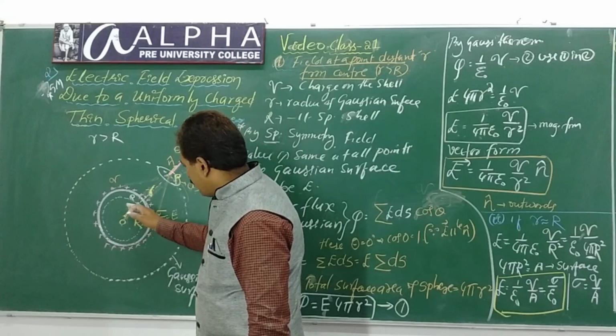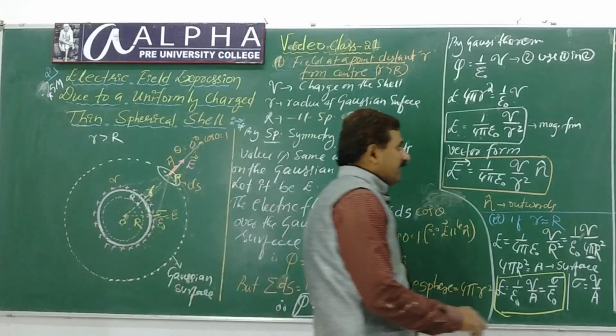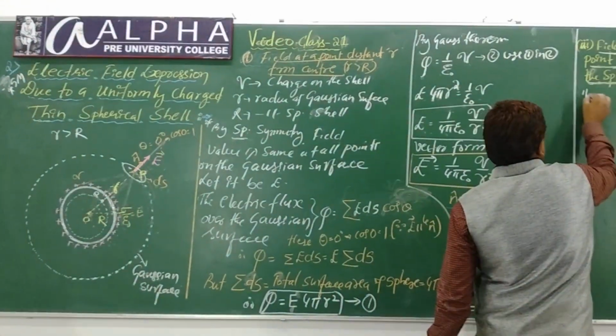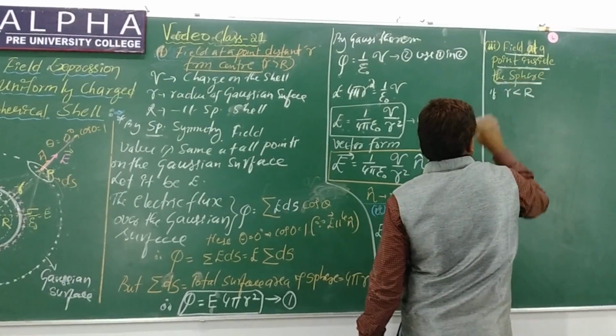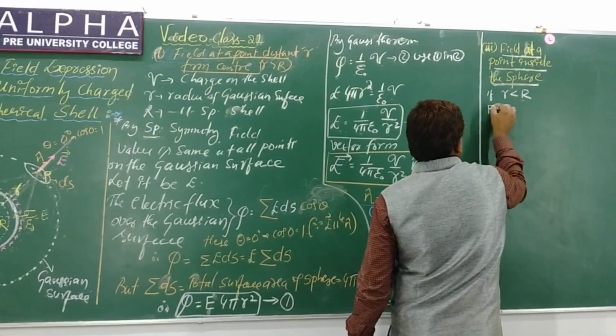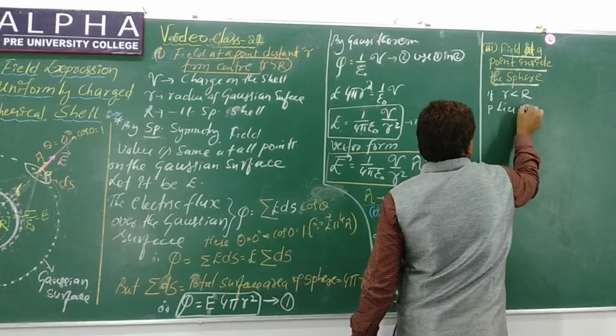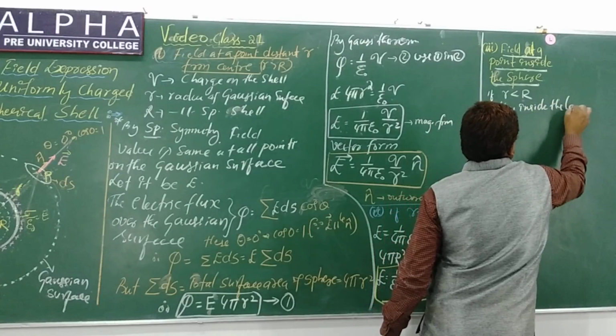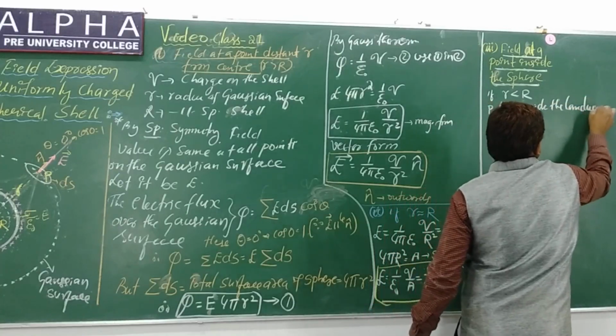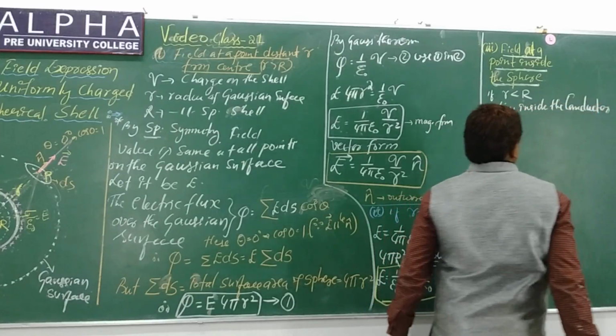That's why, what is the Gaussian surface? If you think this, if r is less than R, that is the point here, r is less than R, P lies inside the conductor. That's what I am telling you, it lies inside the conductor. Very simple, students.